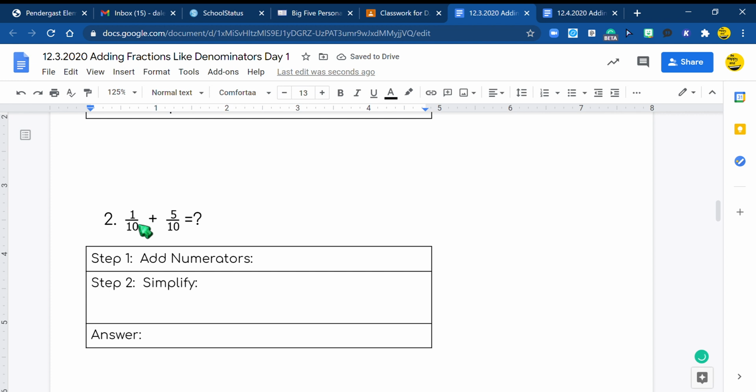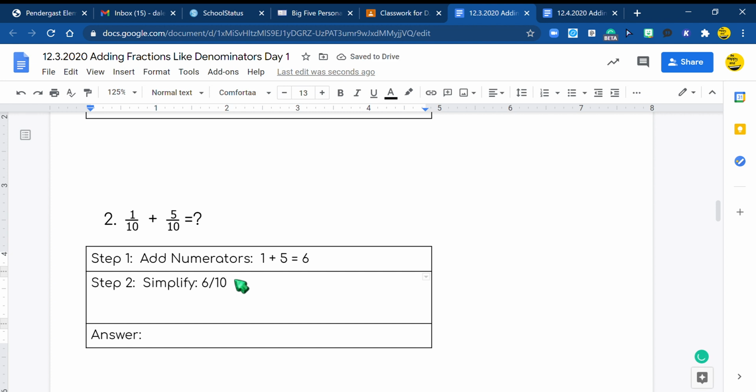We have 1/10 plus 5/10. So the first thing I do is, yes, you add your numerators. So we have 1 plus 5, which equals 6, you guys. And then I put that 6. Do I put it over 5? No, I put it over 1. Oh, you guys are right. You're right. I put it over 10, you guys.